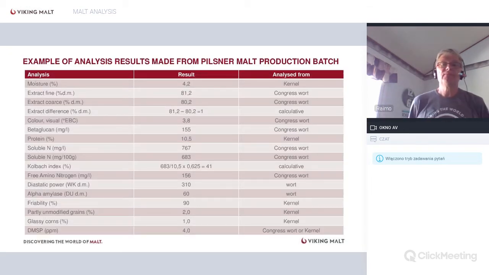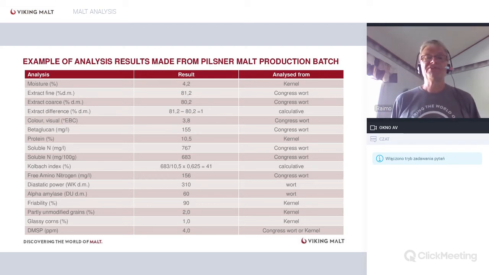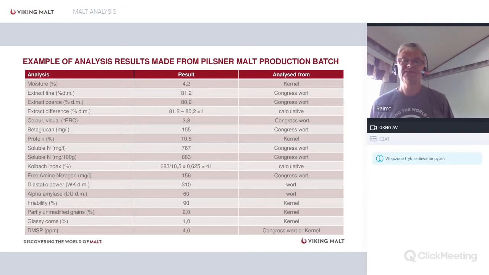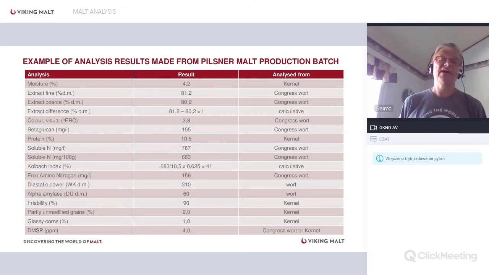This may be small, but it's one example of an analysis result made from a Pilsner malt production batch. We do quite many batches per year, and all batches are analyzed more or less like this. So we know what was the moisture, extract fine, extract coarse. Extract coarse is not analyzed daily, but we do it after certain periods to check it out.